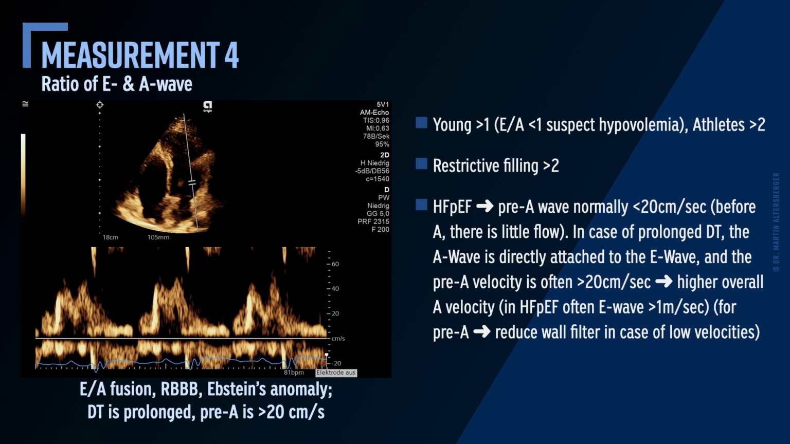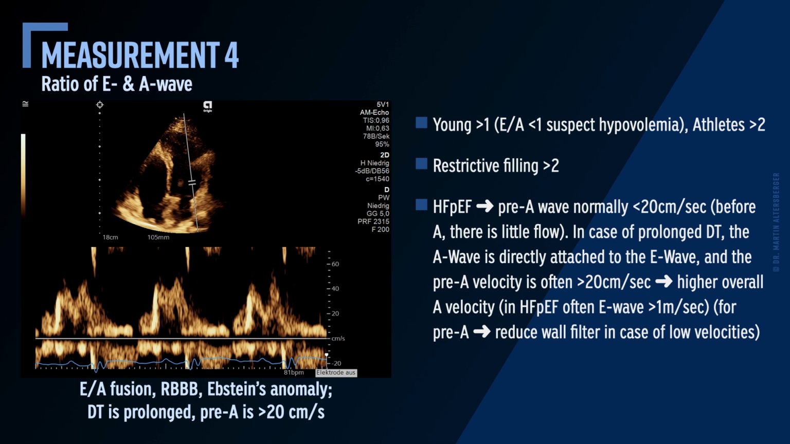The deceleration time is prolonged. The pre-A is above 20. You see here, this is the pre-A before the A wave, in centimeters per second. And there you have this E to A almost fusion. In this case, it's almost 1, even a little bit below 1. So you see the E wave is around 50 centimeters per second, and the A wave is a little bit above 50 centimeters per second, and you calculate this ratio.